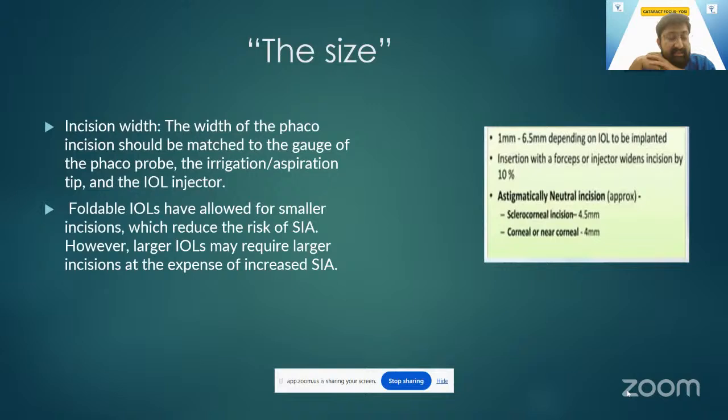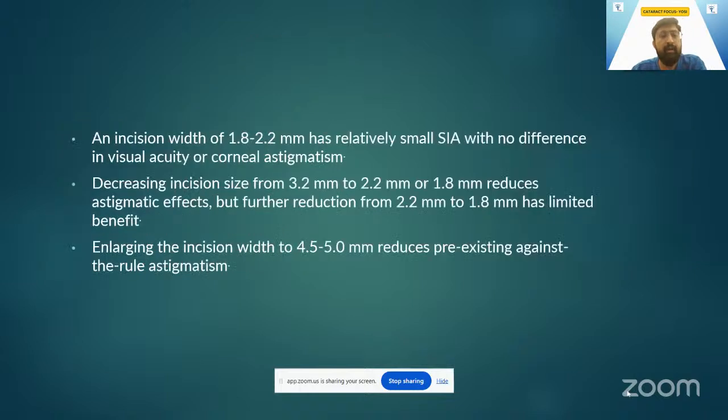The size is the second thing that I would like to discuss. The width of the phaco incision should be matched to the gauge of the phaco probe, the irrigation aspiration tip, and the IOL injector. Classically, current phaco incisions range between 2.4 to 2.8 millimeters, and on that basis the foldable IOL cartridges are also involved. But if you're planning to implant a larger IOL, which a lot of people discourage, of course you have to increase the size of the incision in phacoemulsification.